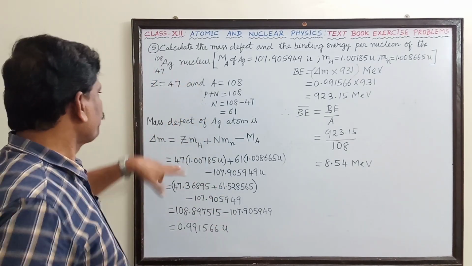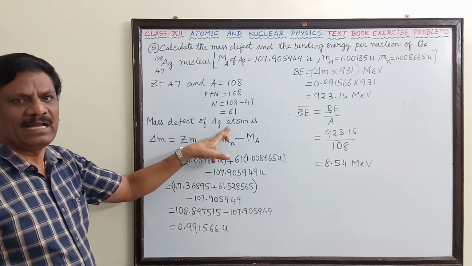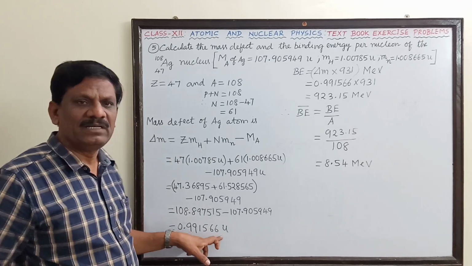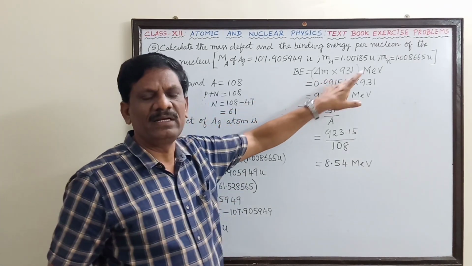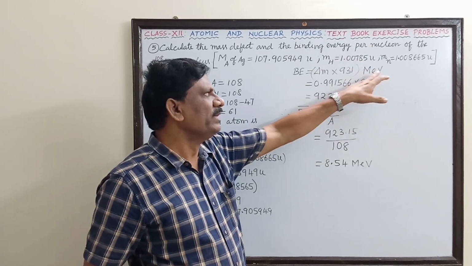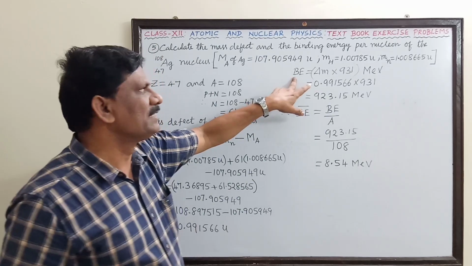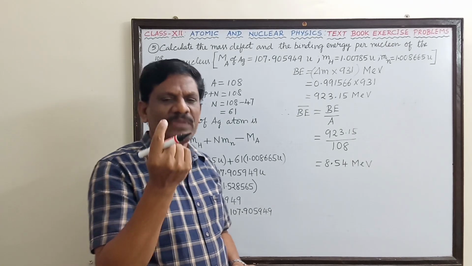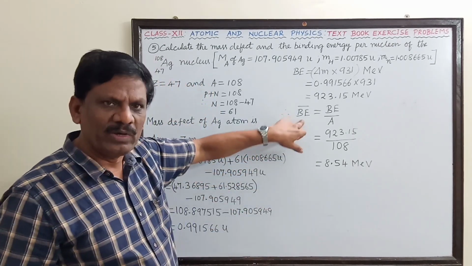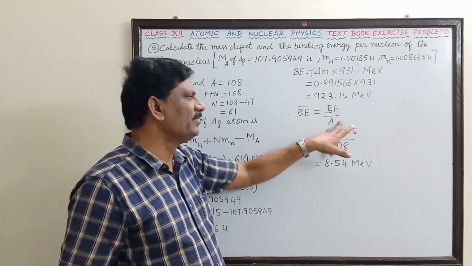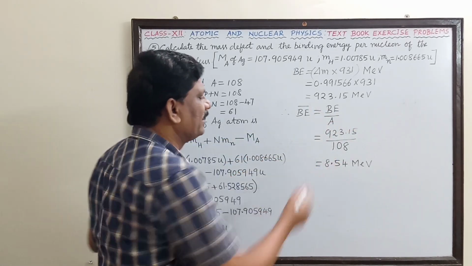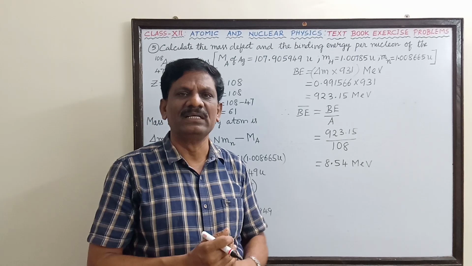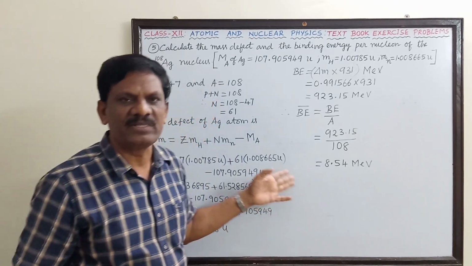So first we have to find the mass defect of the entire atom in terms of the mass of the hydrogen atom, and we got the value 0.991566. Then we multiplied by 931 and converted into binding energy in units of million electron volts. So B_E is the binding energy for the total nucleus. For only one nucleon, that is called the binding energy per nucleon, that is the specific binding energy: the binding energy divided by the mass number. So we got the answer 8.54 million electron volts. This type of problem is very important for the government board examination. I hope you must have understood well. Fine.